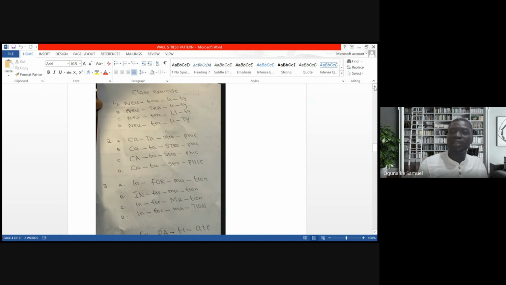All right. So let's quickly choose the option with the right stress pattern. 1, 2, 3. Just type out your letters A, B, C, and then vote for number 4. I think I only put 4 questions here.